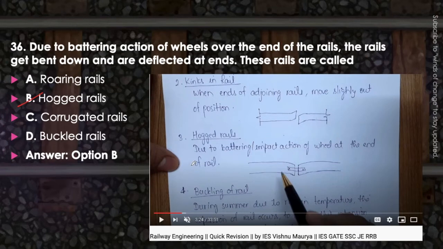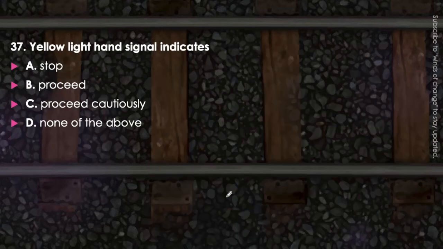So hogged rails are the ones which occur due to battering or impact action of the wheel on the end of the rail, which looks like this. Okay, there are some other defects like kink in the rail, which looks like this, and buckling of the rail, or so on. Next question.